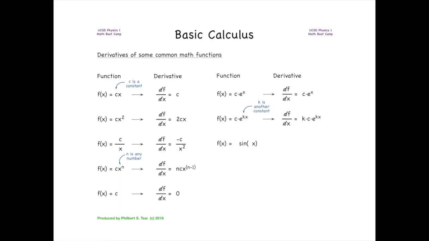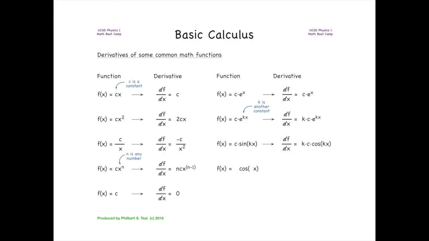Finally, let's take a look at the derivative of some trigonometric functions. The derivative of sine of x is just cosine of x. If we place a constant in front, that constant just carries over. So the derivative of c sine of x is just c cosine of x. If we place a constant inside of the sine, that constant gets replicated outside when taking the derivative. So the derivative of c sine kx becomes k c cosine kx.